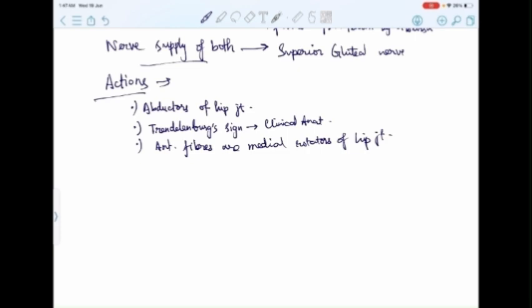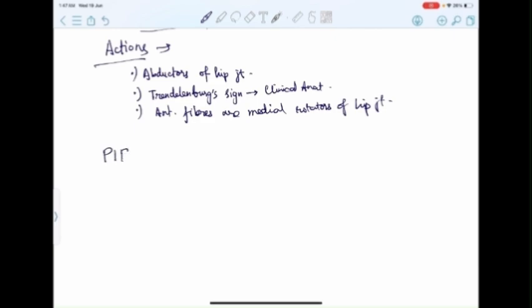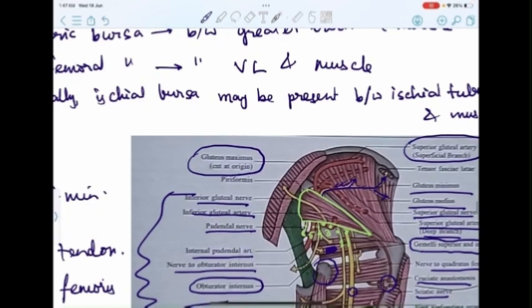Moving on to what I was talking about, the piriformis. Let us first have a look at the piriformis. See, a nice triangular shaped muscle outlined in green over here.